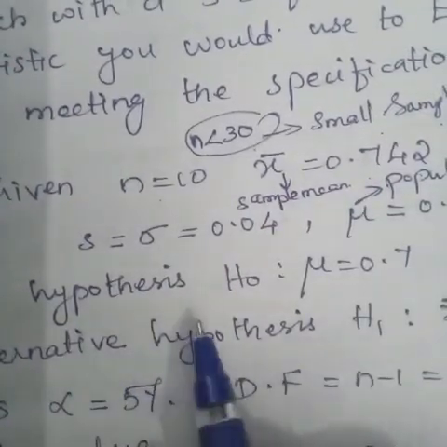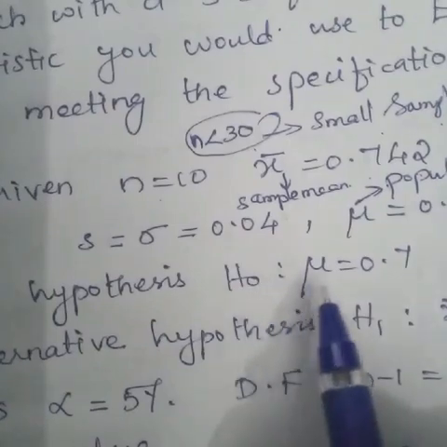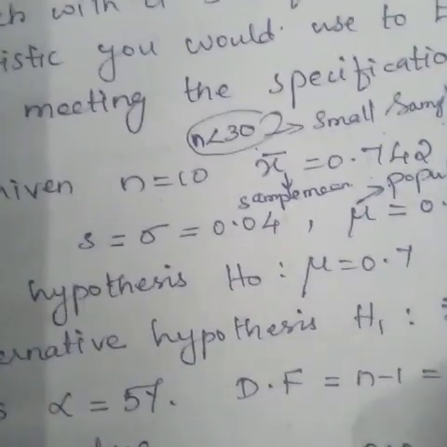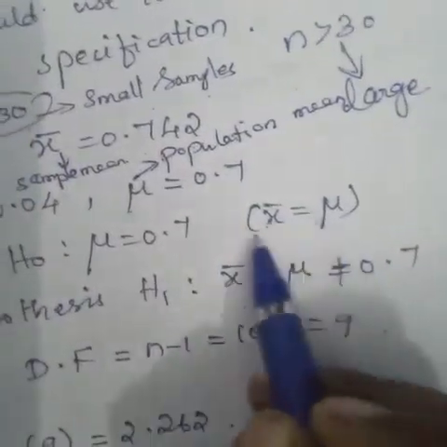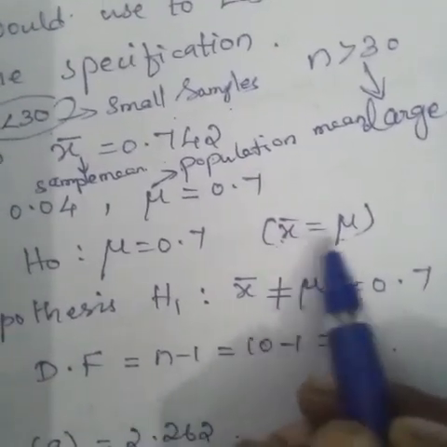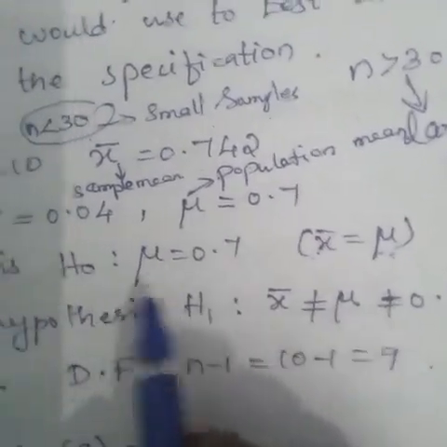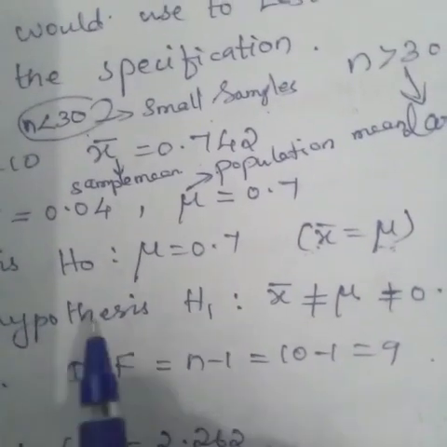So null hypothesis H naught: there is no difference between the sample mean and the population mean. That means x bar is the same as mu. X bar is the sample mean, mu is the population mean. That means 0.7.